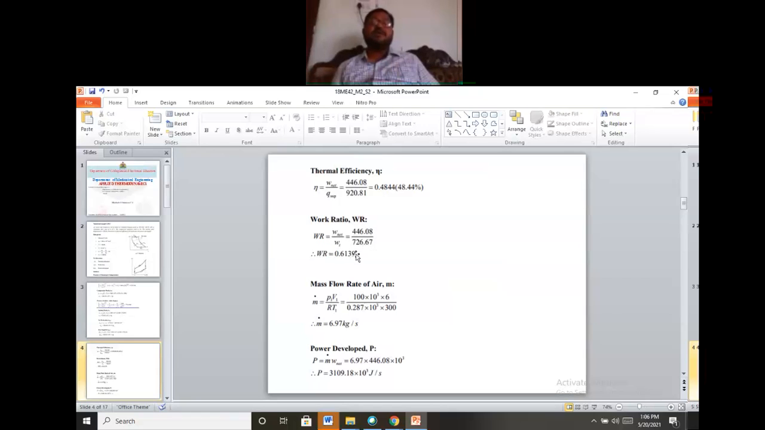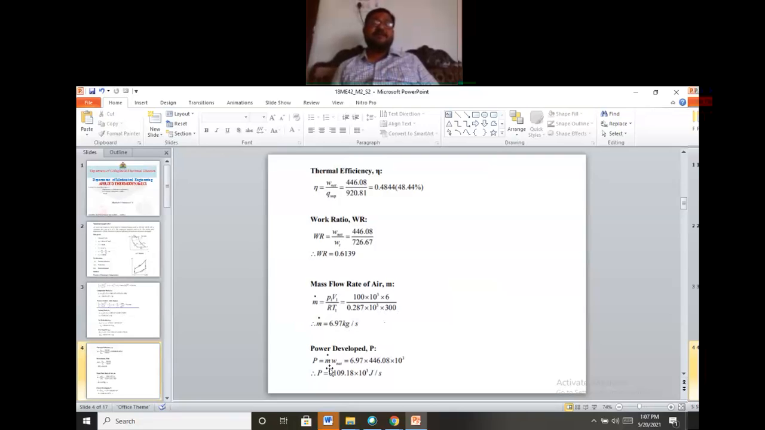And also the turbine work, you have to take the turbine work here also. You'll get the work ratio. Mass flow rate is m. PV is equal to mRT. From that equation, P1V1 is equal to mRT1. P1 is given 100 into 10 to the power of 3, V1 is 6 meter cube per second, R is 0.287 into 10 to the power of 3, T1 is given 3300 Kelvin. You'll get the mass flow rate is 6.97 kg per second.